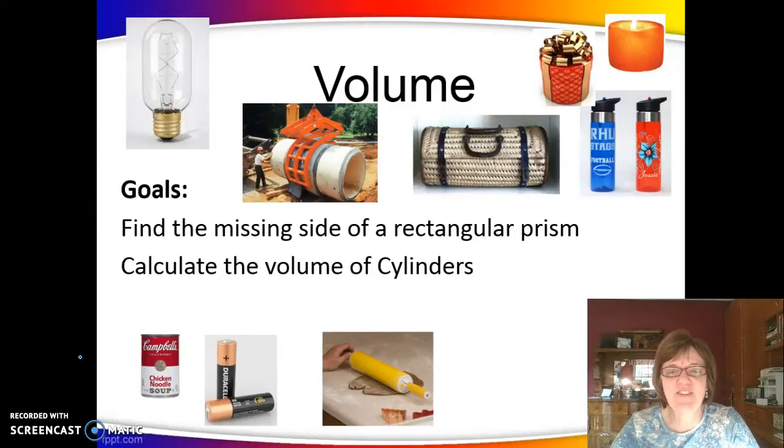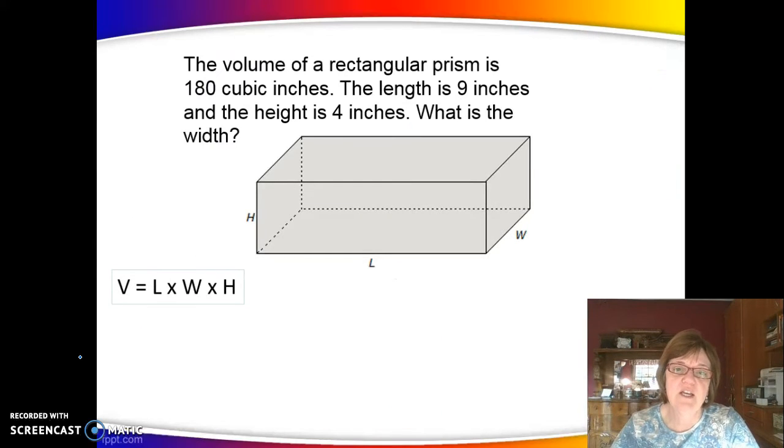I know volume is not that exciting, but at least it's a real thing, and it's something you will encounter in your real life, unlike a Pythagorean theorem problem, right? Anyway, today we're going to talk about volume again, only now the volume of cylinders. But before we do that, I want to cover how to find the missing side of a rectangular prism, meaning a box of some sort.